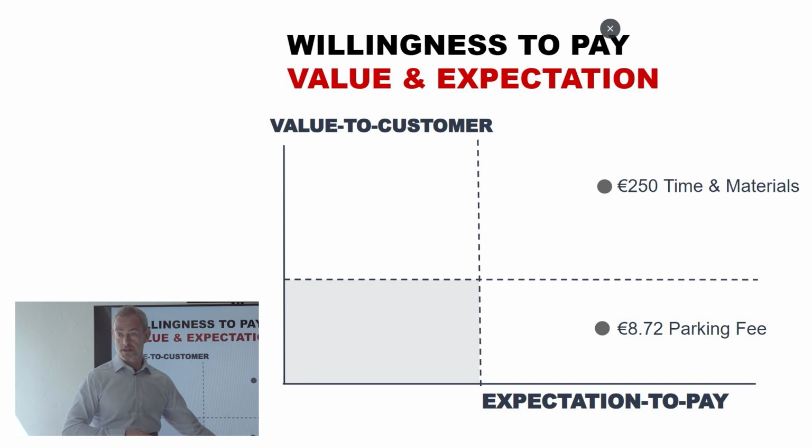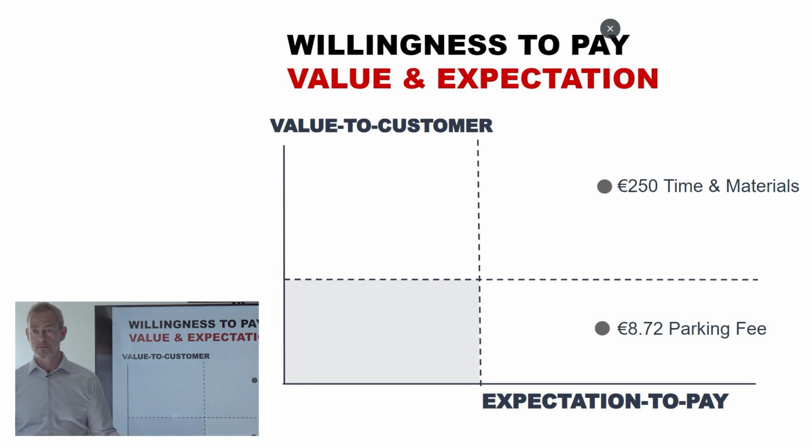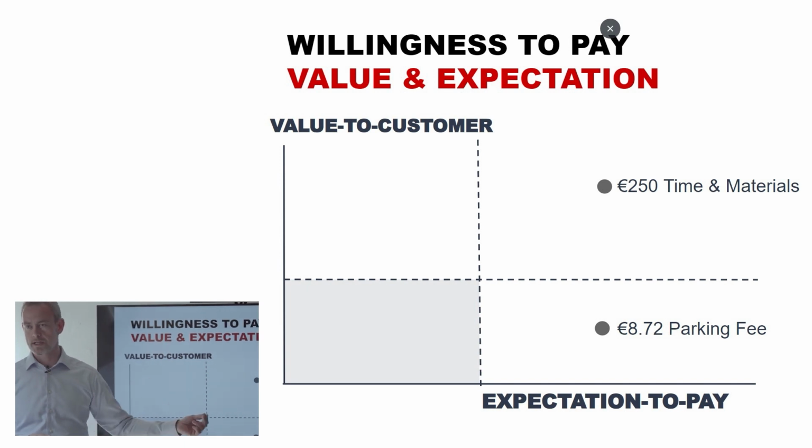Does it have a causal connection to them delivering the work? Sure, they had to park somewhere in order to get to where I live. Does it have a cost to them? Yeah, they had to pay for parking. They had to pay the exact €8.72. So cost, causal connection, and habit all apply. High degree of expectation to pay in fairness, right?